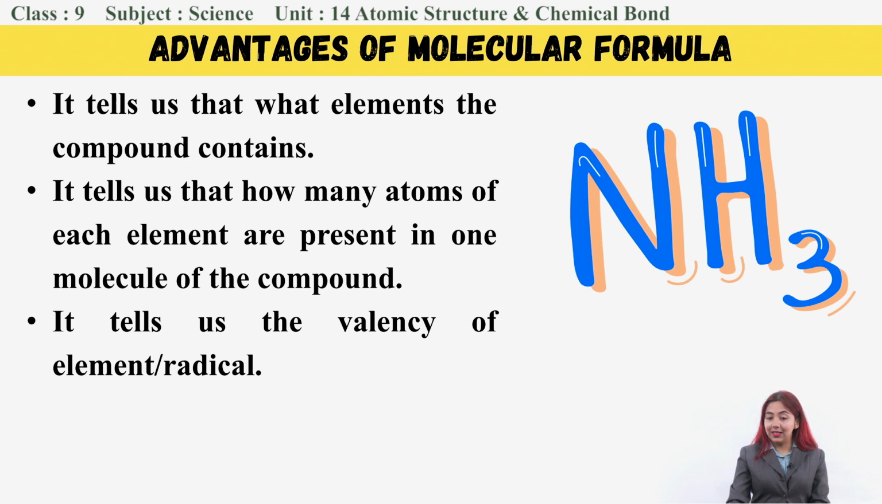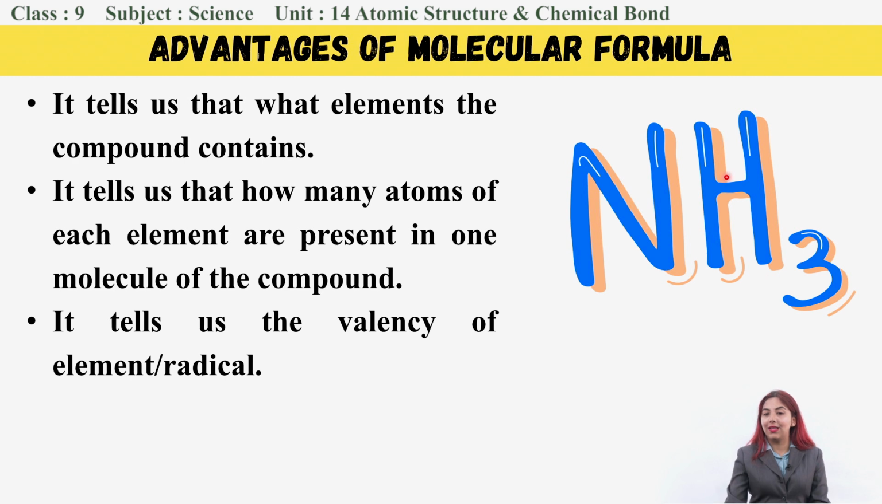So, taking an example here again, ammonia, looking at this, we can already say that it has 2 elements, nitrogen and hydrogen. Now, from this we can see that the ammonia compound contains 1 atom of nitrogen and 3 atoms of hydrogen to form 1 molecule of the compound ammonia.